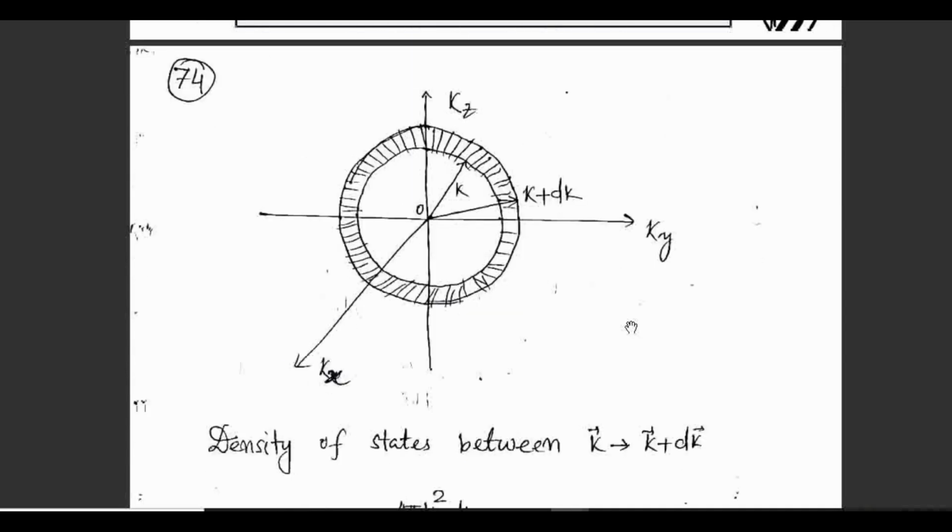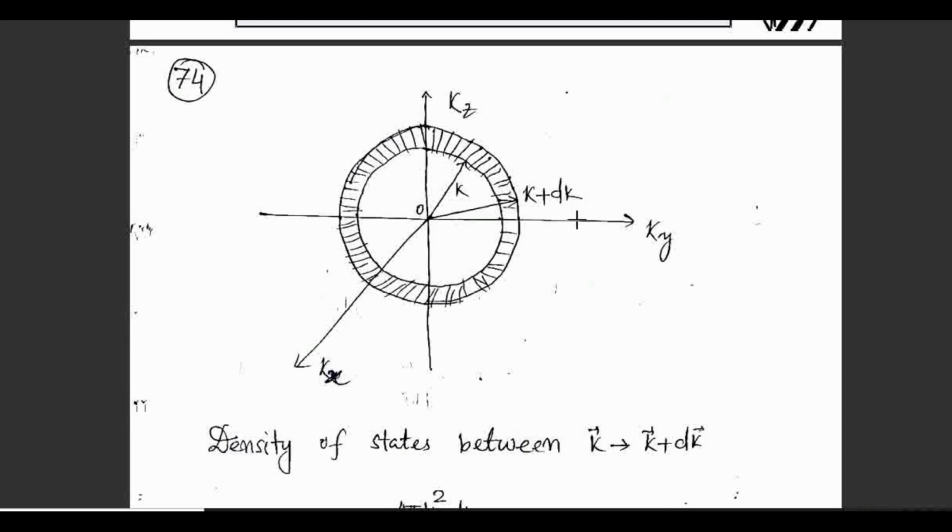First of all, we have to draw a diagram through which you can find the density of states. So how can you find the density of state in a region? Here I have taken two regions. This is a spherical cell, where the inner radius is k and the outer radius is k plus dk. That means dk is the thickness of that spherical cell.